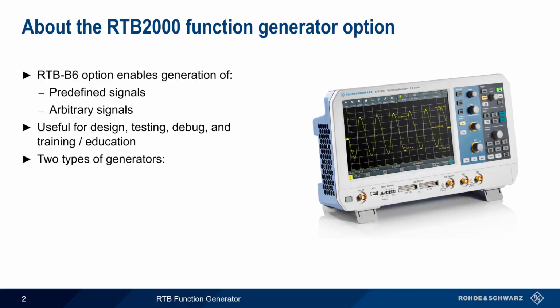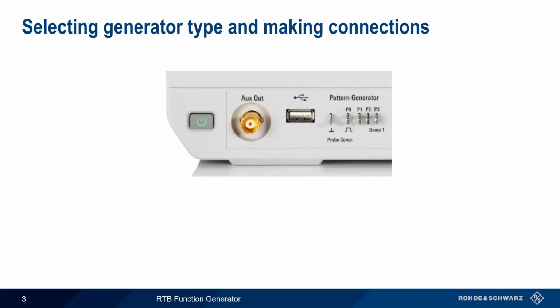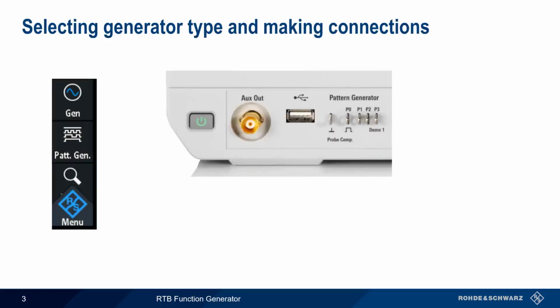There are actually two different types of generators enabled by this option: a single-channel function generator, as well as a multi-channel pattern generator. In the remainder of this presentation, we'll show you how to configure and use both of these different generator types. Both generator types are selected using the RTB menu.